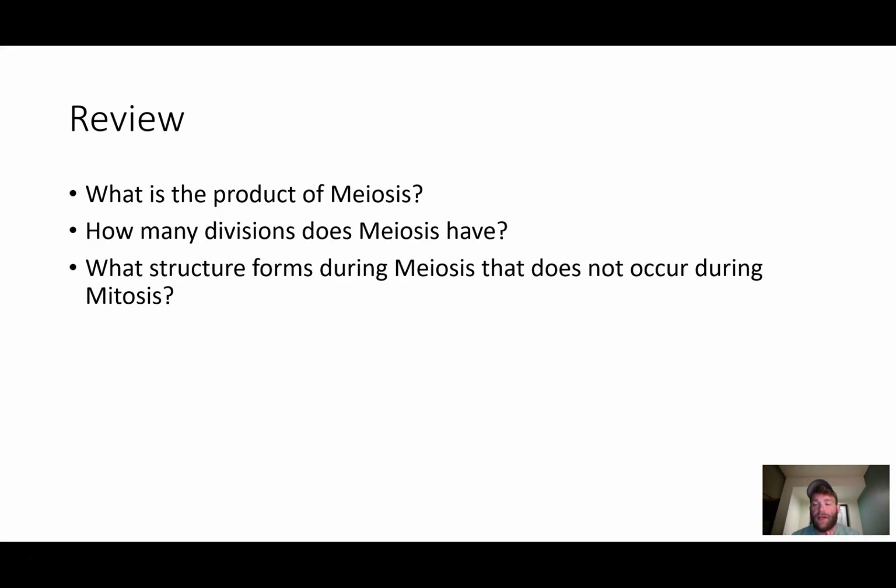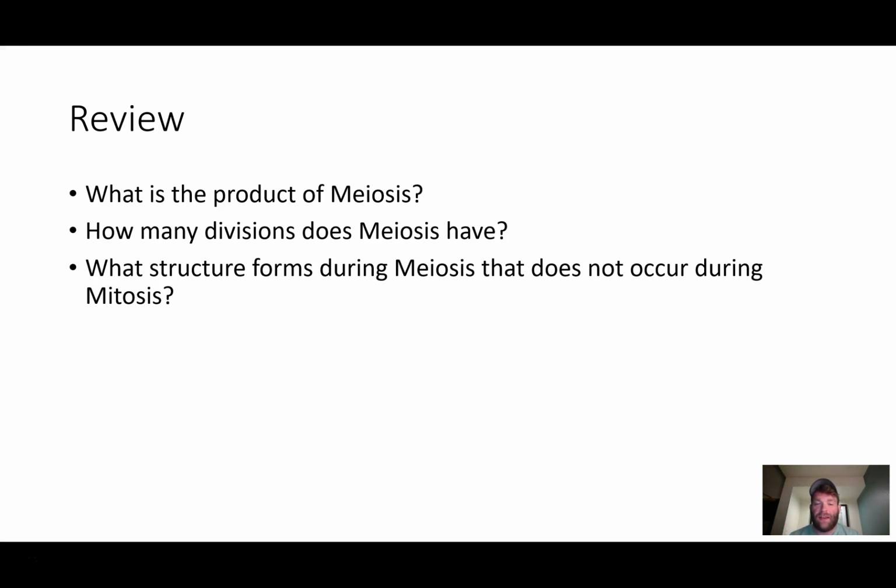So again, let's think about what are the products of meiosis. So remember, for meiosis, what do we get? We get four daughter cells that are genetically different from each other and have one half of the genetic material. The number of divisions for meiosis, remember, there are two, right? We have meiosis 1 and meiosis 2. And then with meiosis 1, that's the reduction step. That's where we're actually splitting the number of chromosomes in half.